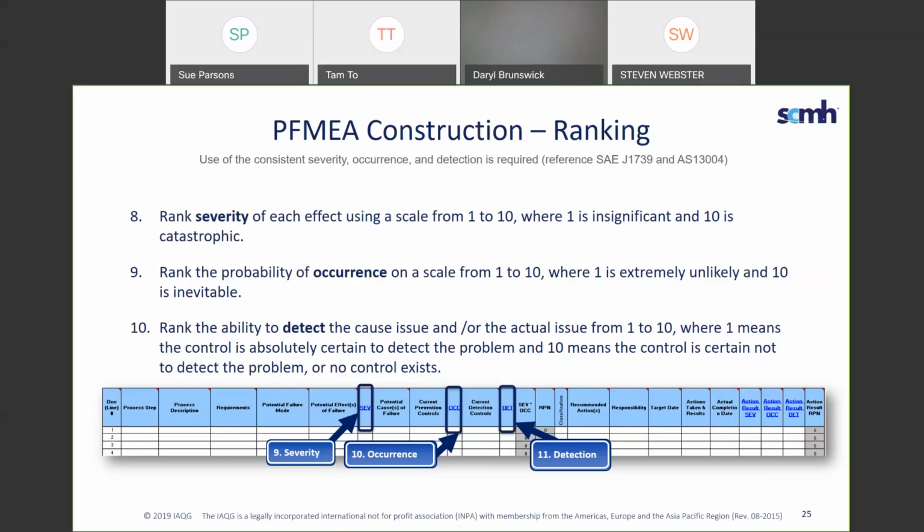And then you rank your detection. Again, 1 to 10: 1 means the control is absolutely certain to detect the problem, and 10 means the control is not certain at all. You have no inspection, no control exists. So you rank those. Again, your scaling sheets should give you a good idea. I like to use separation. I don't want to get into arguing about whether it's a 4 or 5 or 6. It's a 5. It's not a 7. It's not a 3. So try and look at separation when you're doing your scaling.